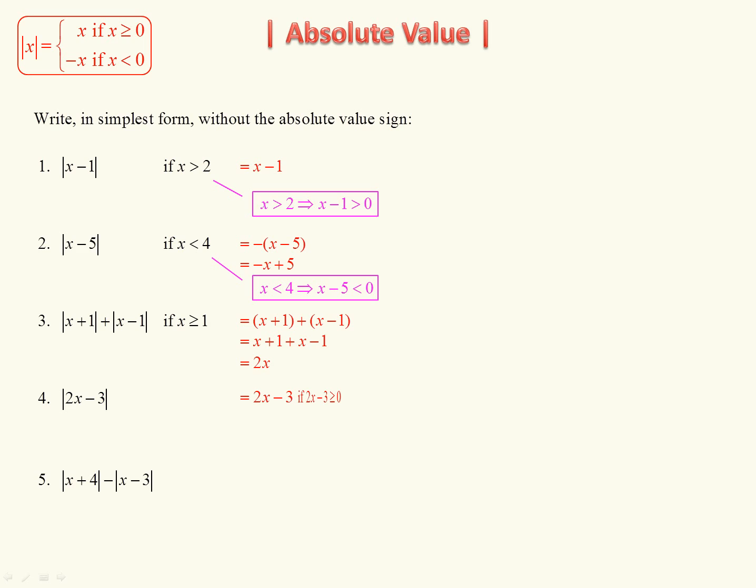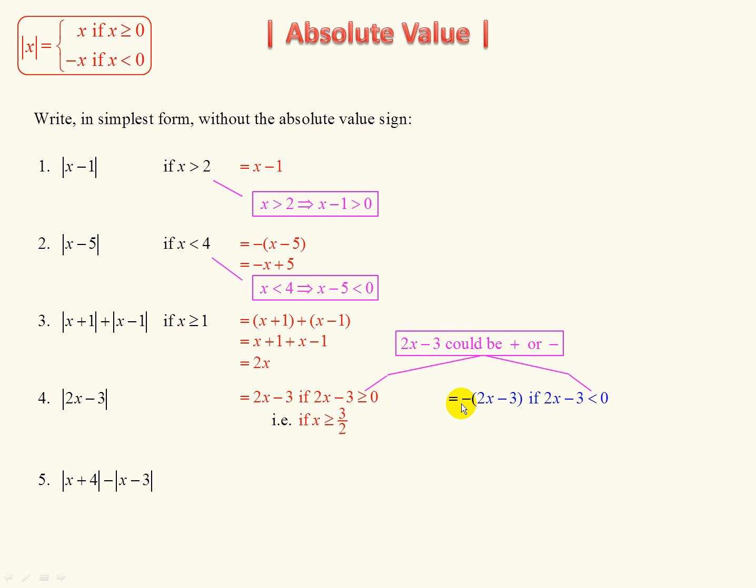So here we are. 2x minus 3 if 2x minus 3 is greater than or equal to 0. 2x minus 3 could be positive, and I'm going to simplify that to x greater than or equal to 3 over 2. Now, of course, 2x minus 3 could be negative. So therefore, its sign needs changing, so I put negative and the 2x minus 3 in brackets. If 2x minus 3 is less than 0. Simplifying, and I'll always work that out to be what x must be.